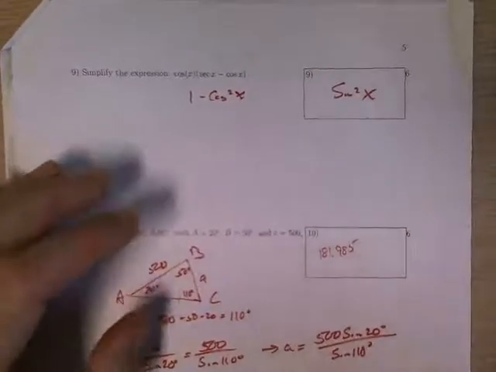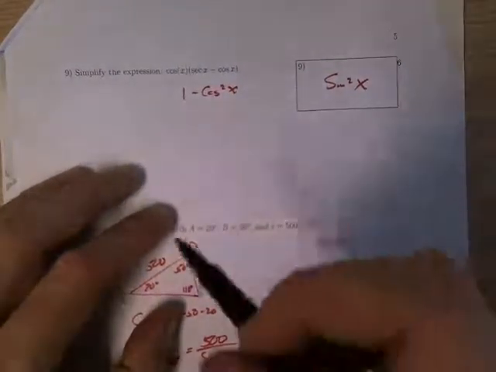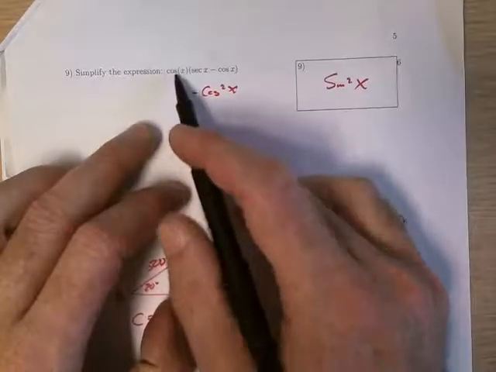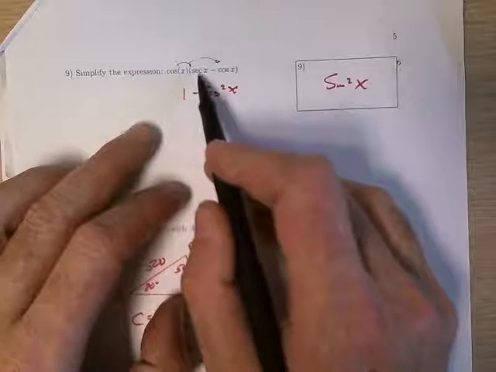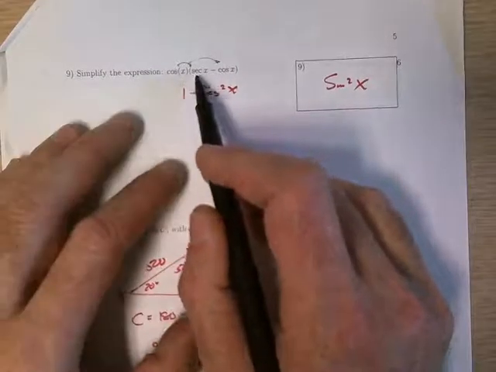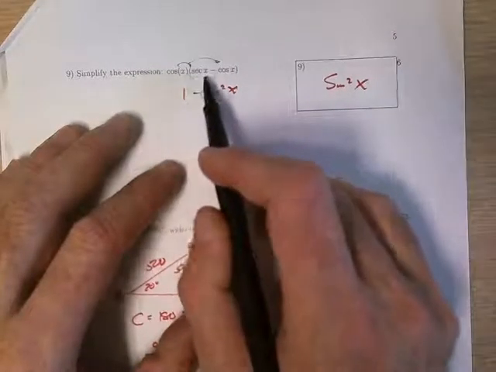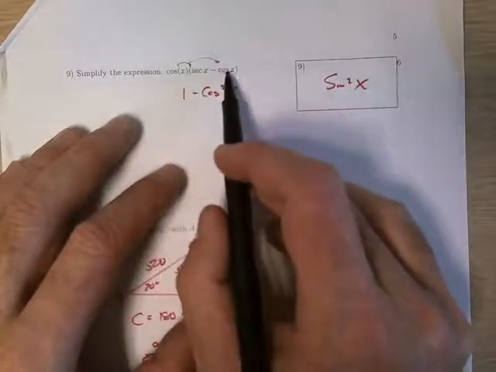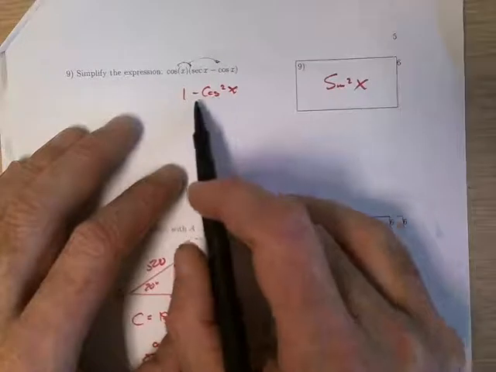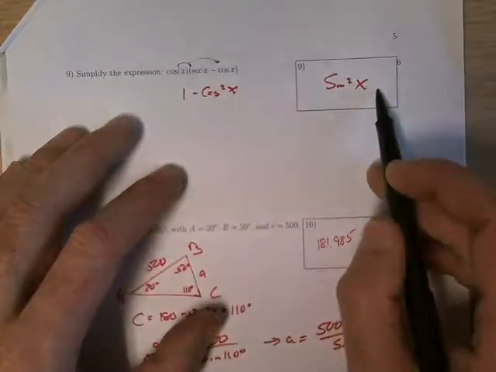Number 9. Simplify. I'm hoping that these problems all look fairly familiar to you. Distributive property. I'm going to multiply that in there and there. Cosine of theta times the secant of theta. Well, secant is 1 over cosine. So cosine x times 1 over cosine x is 1. That's that one right there. And then the cosine x times the cosine x is cosine squared x. But 1 minus cosine squared x is sine squared x. So that's what I was looking for.